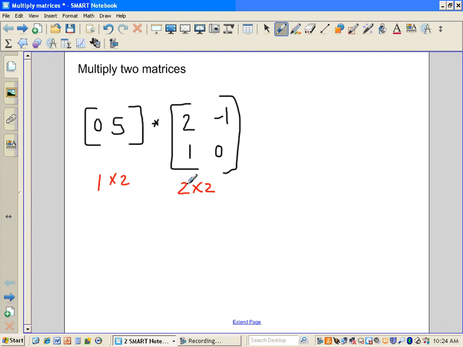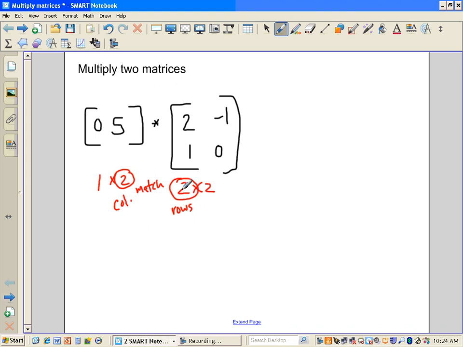There's only one thing that has to match. The number of columns in the first matrix, and that's this 2 here, has to match the number of rows in the second matrix, and that's this number here. We call these the inner dimensions, because if you look at how we've written these dimensions, this 2 matches up with this 2, and since those match, then we can multiply these matrices.